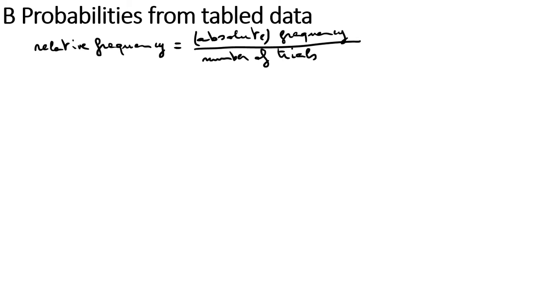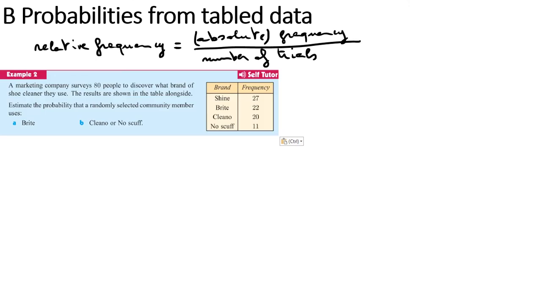Okay, let's check an example. Let's check example 2 in our book. A marketing company surveys 80 people to discover what brand of shoe cleaner they use. The results are shown in the table that you can see here. Estimate the probability that a randomly selected community member uses, for A, Bright, and for B, Clino or No Scuff.